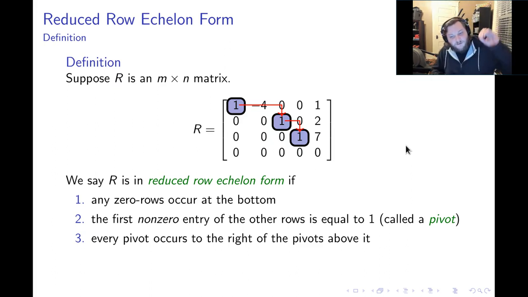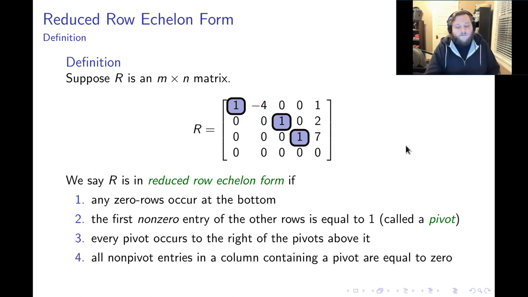I promise there are 4 rules though. What's the 4th rule? The 4th rule says that all non-pivot entries in a column containing a pivot must be equal to 0. So if we look at our example here, we have 3 pivots, which means we have 3 pivot columns. And the rule says that every column that has a pivot can have the pivot, but then everything else is equal to 0. So if we look at our first column here, we have our pivot and everything else in the column is equal to 0. That's cool.